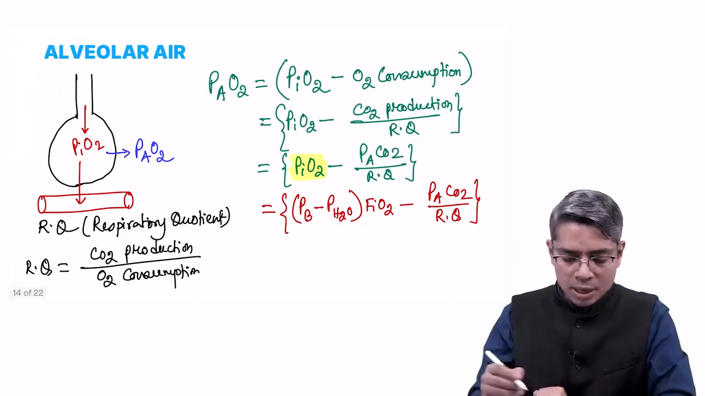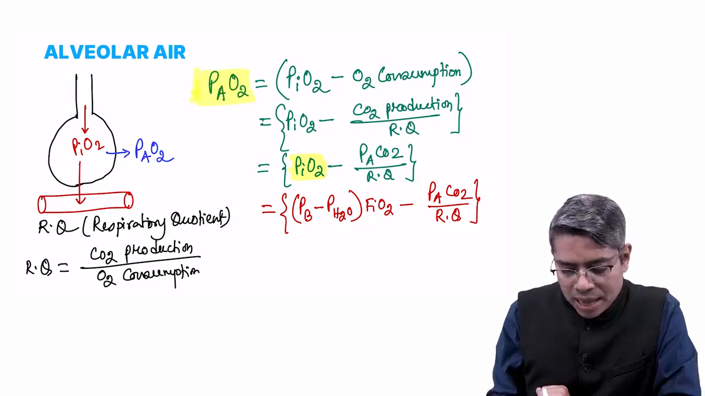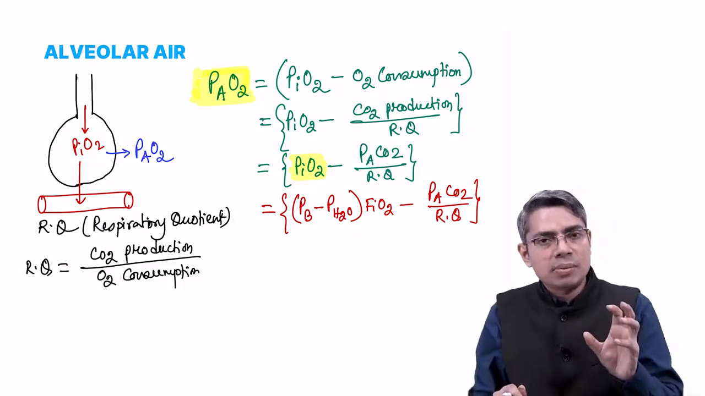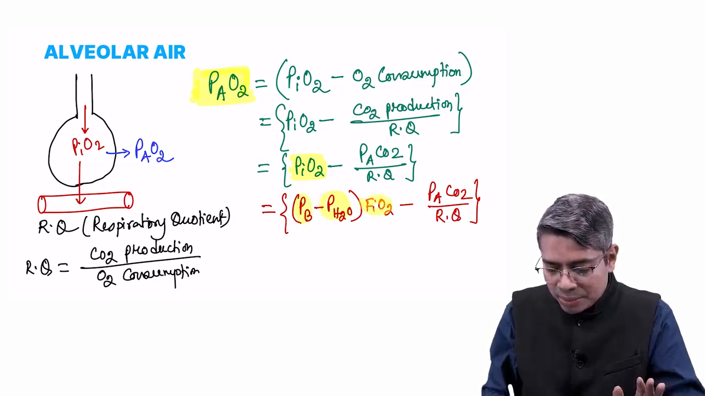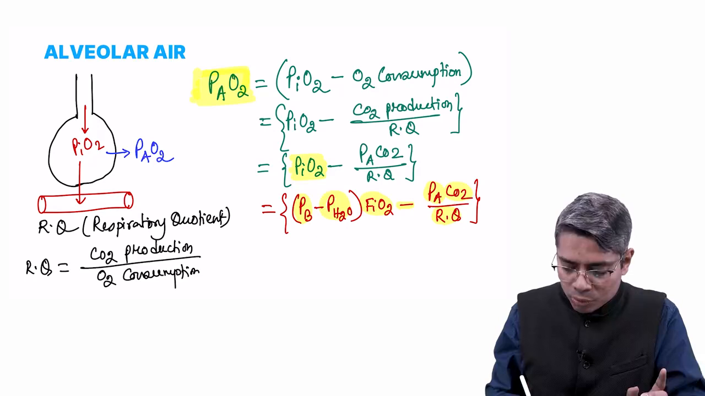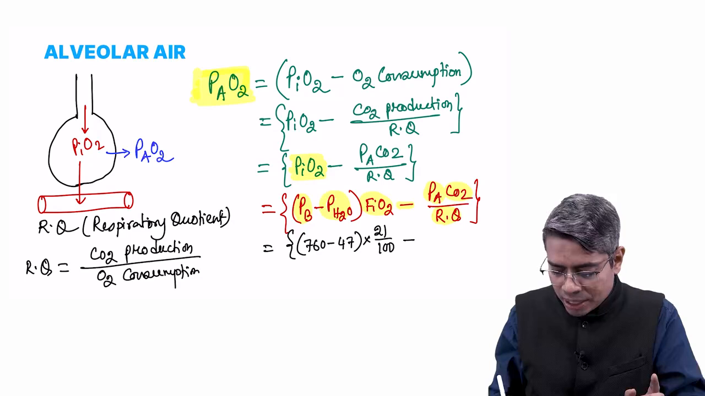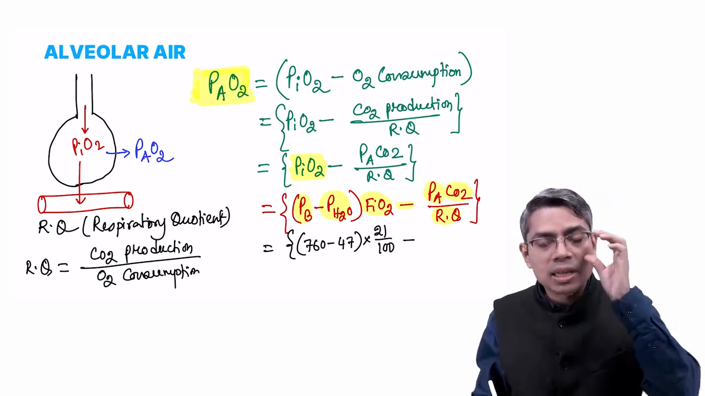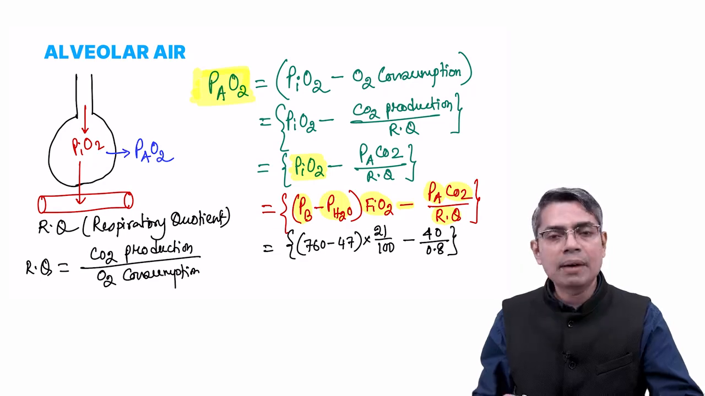So now you look at the formula. The whole formula, that is the PAO2, partial pressure of oxygen in the alveolar gas, is equal to Pb minus PH2O multiplied by FiO2 minus PACO2, partial pressure of carbon dioxide in the alveoli, upon your RQ. So now I am going to put the normal value of all of these parameters. So this is 760 minus 47 multiplied by 21 upon 100 minus PACO2, partial pressure of carbon dioxide in the alveoli, which is generally 40, and respiratory quotient is generally 0.8 for an average balanced diet.